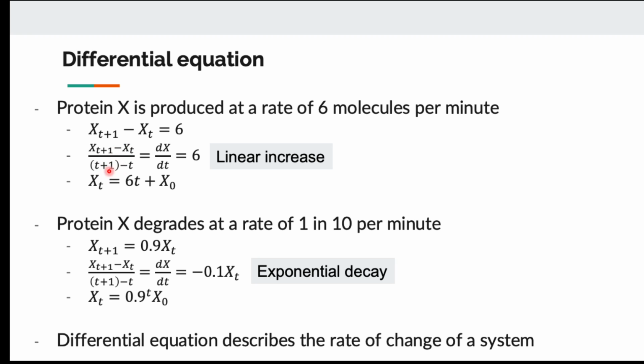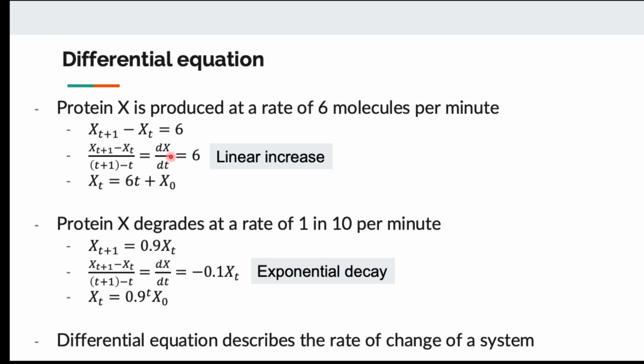And to write this as a differential equation, which describes the rate of change. So differential equation means equation that describes the difference. So we want to show the rate of change for this protein. So it will be the number of molecules in the next time point, t plus 1, minus the number of molecules in the current time point, xt. And then we want to convert this into rate, so we divide it by the change in time as well. And the change in time here happens to be just t plus 1 minus t, which is 1.